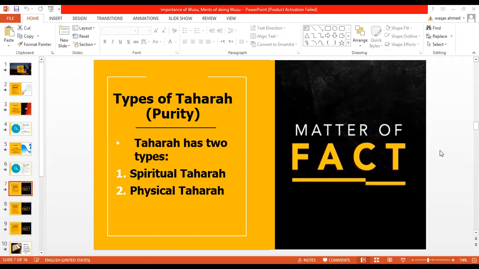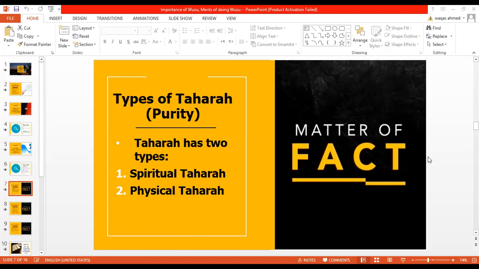And what about physical tahara? Who will tell me about physical tahara? Abdul Hadi, are you there? Yes. What do you understand by physical tahara? Physical tahara is cleaning your body from the outside, like taking a bath, washing your face, washing your hands, like doing ablution. Okay, right.